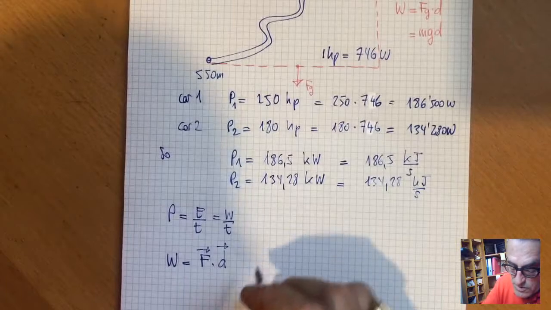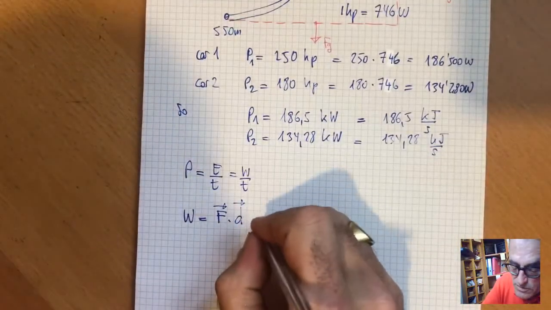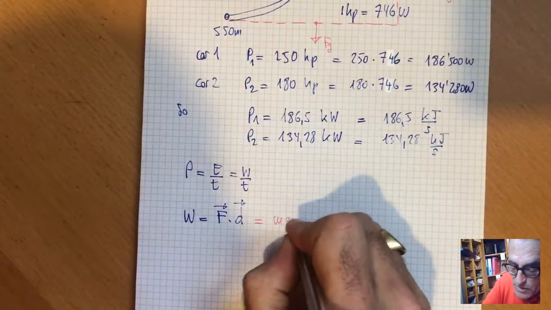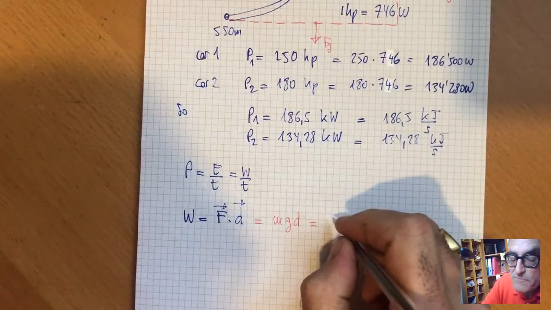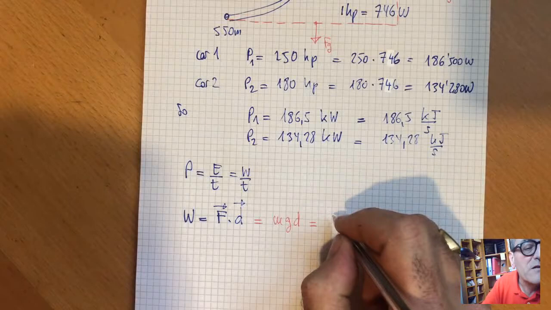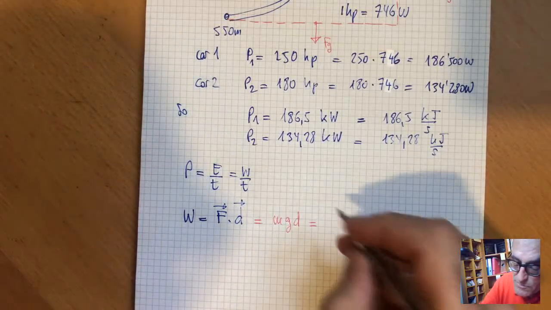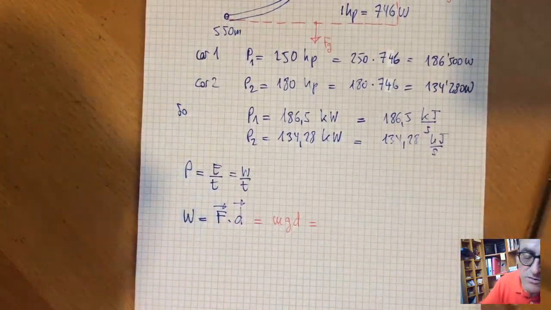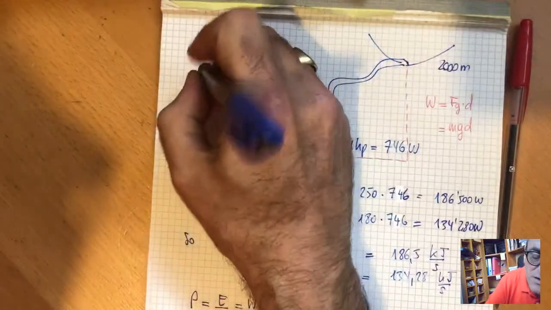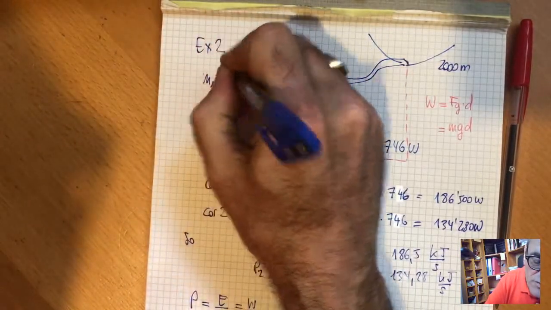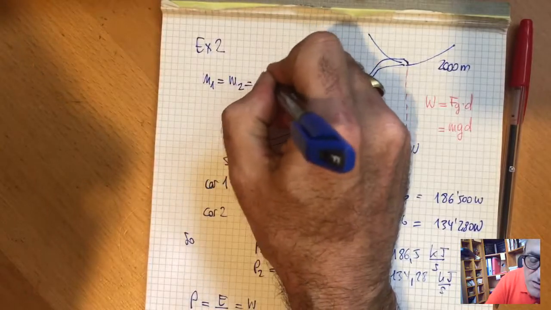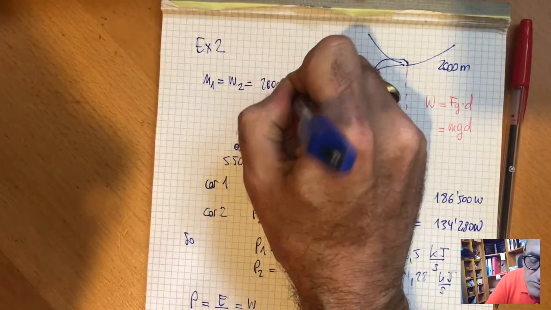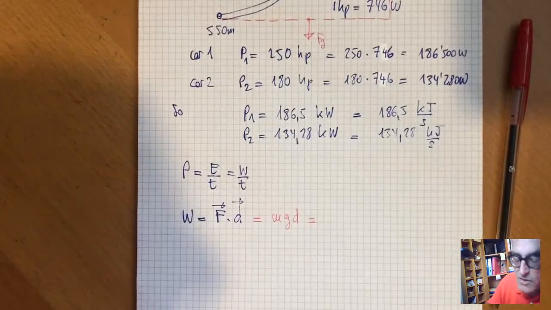Okay, so this work here, I will write it is m times g times the distance. And so the mass, did we give the masses for the car? No, we didn't give the masses, so I'm sorry. Let's say that the mass of the first car is equal to the mass of the second car, and they both weigh 2000 kilos, to make it simpler.